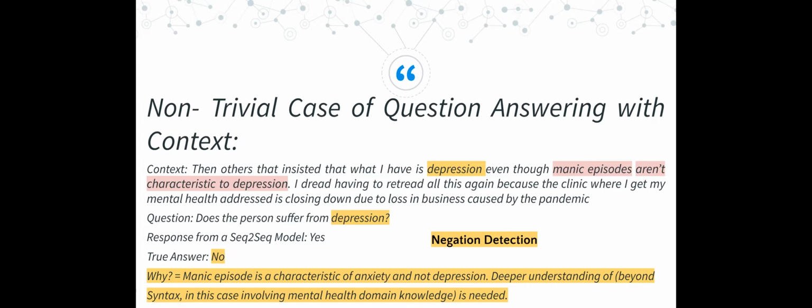So you need deeper understanding and to go beyond the syntax, in this case involving mental health domain knowledge, to correctly answer this question. Right? So to have the cognition, and cognition, as you might have noticed in my paper and article, is all about understanding. You have to understand that, and for understanding that, you need such knowledge. It is not evident from a large corpus of text that GPT-3 would process.